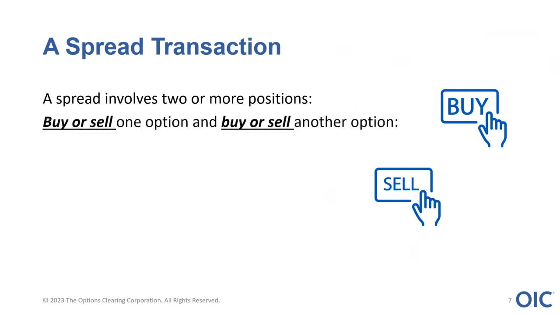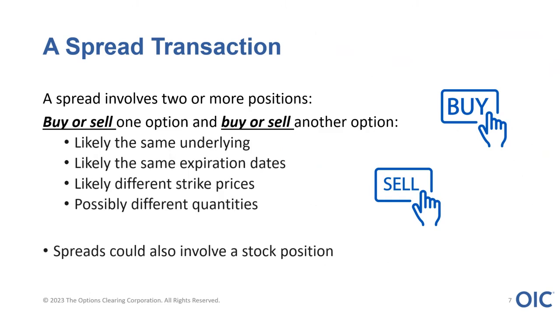Obviously, it's a buy or a sell of one option, and then a corresponding buy or a sell of another option. Generally speaking, we're going to use the same underlying most of the time. It's likely the same expiration date. You're trading these options within the same month many times, and likely they are going to be using different strike prices for these spreads.